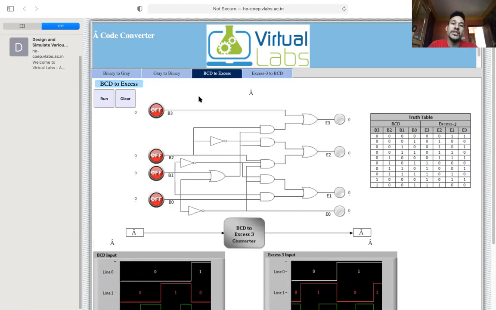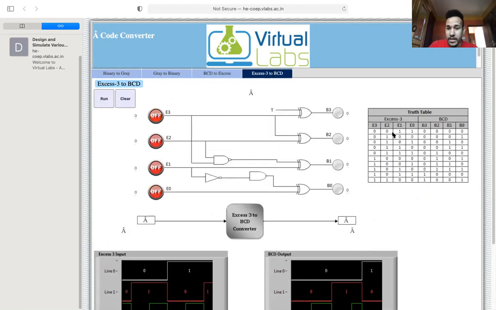Similarly, the third one, binary coded decimal to excess-3. Let's run any. I'm running this last one, 1001. So B3 is 1, 0, 0, and 1. Our answer should be 1100 in the excess-3 code, right? So let's run it, and 1100.